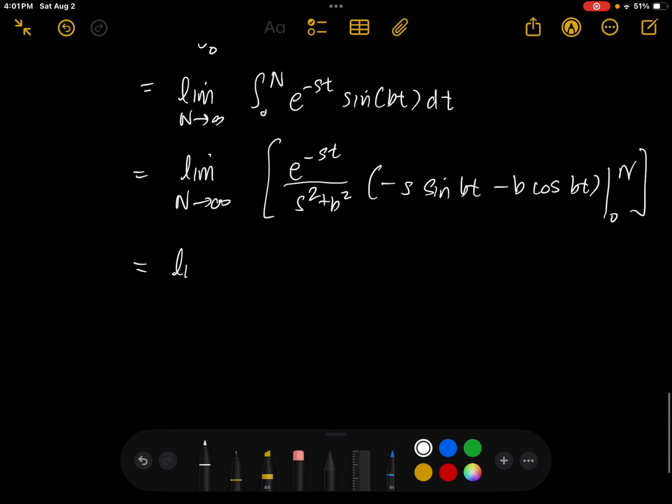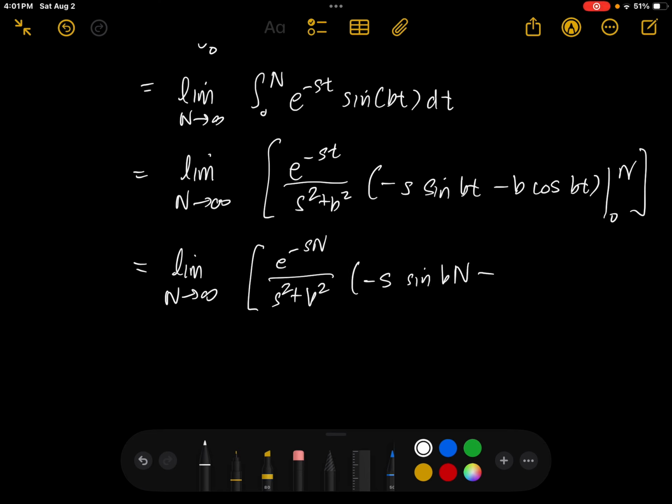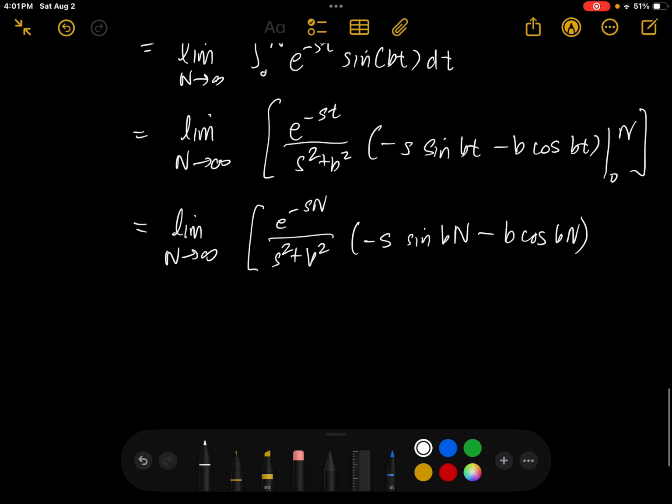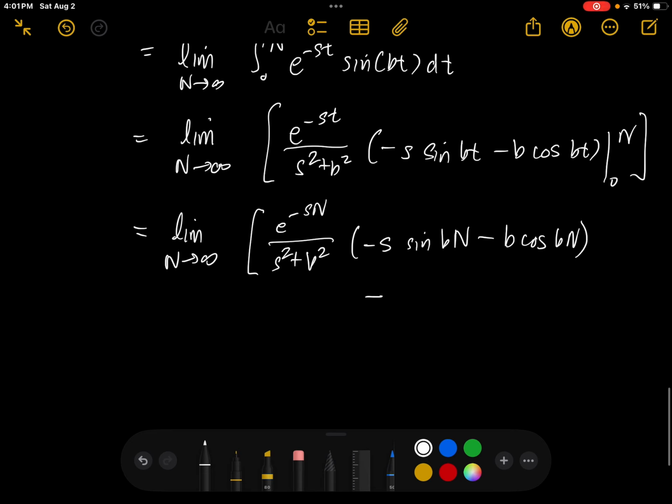And that is going to be the limit as n goes to infinity of k. So we're plugging in capital N everywhere we see a t. So e to the minus s capital N over s squared plus b squared times negative s sine b capital N minus b cosine b capital N. And then we have to subtract what you get when you plug in 0 for t.